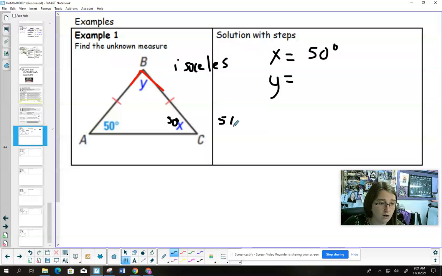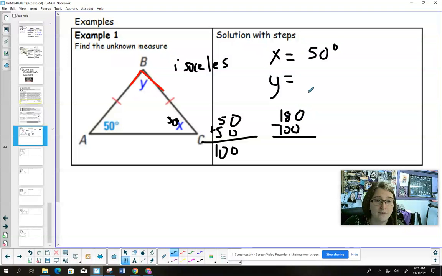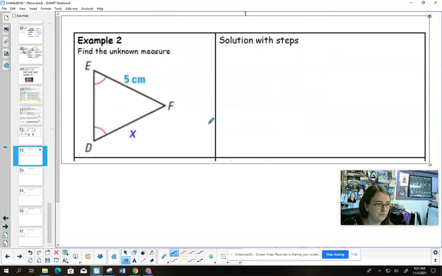Okay, we've done this so many times, guys. Hopefully we haven't had an issue with it. I've got 100 so far. I need to have 180 total. So that means that y has to be 80. And that's it. We used two facts here. We used the fact that these were congruent because those are the base angles, and then once we knew that, we were able to find y. Let's go ahead and try another one.